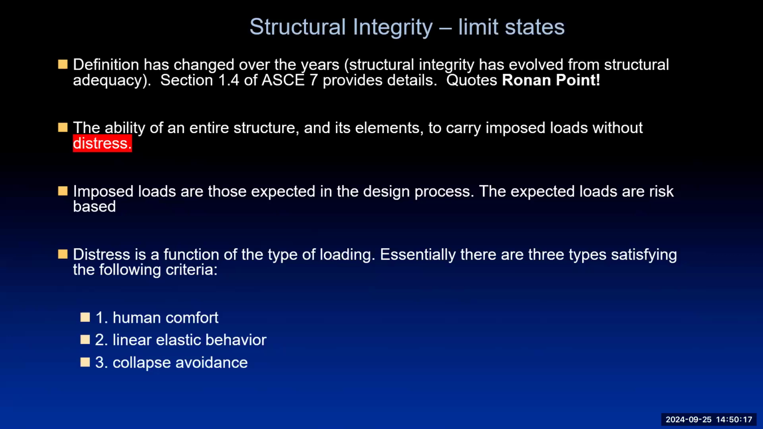Distress is a function of the type of loading. Essentially, there are three types. First, human comfort. We've already seen humans are the most sensitive to vibration, and earthquakes or wind will cause a vibration of the structure. Secondly, we move into the elastic range of a structure's behavior. So if we're in that, we have a structural integrity limit state which says the structure must not exit that limit state. So it must behave inside the linear elastic area. Thirdly, we have collapse avoidance, and that applies to seismic engineering, that we do not want a structure to fall down under an earthquake. What we do is we avoid that collapse.